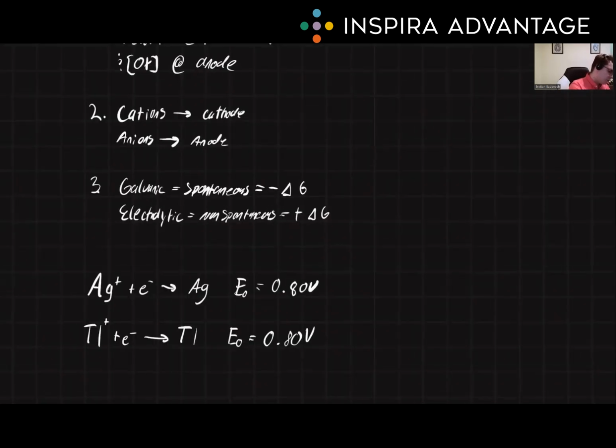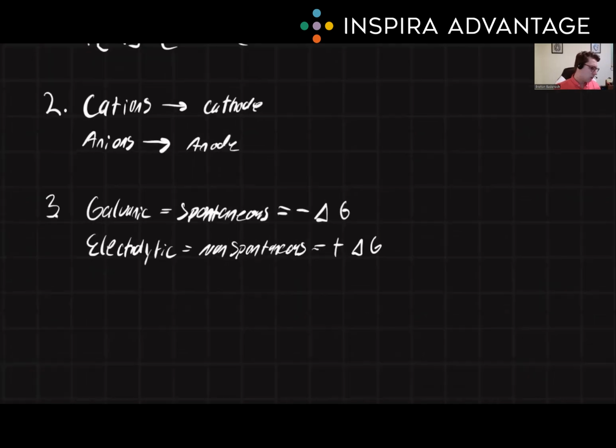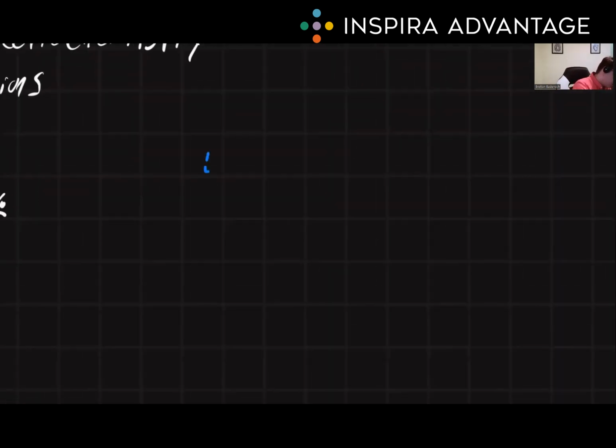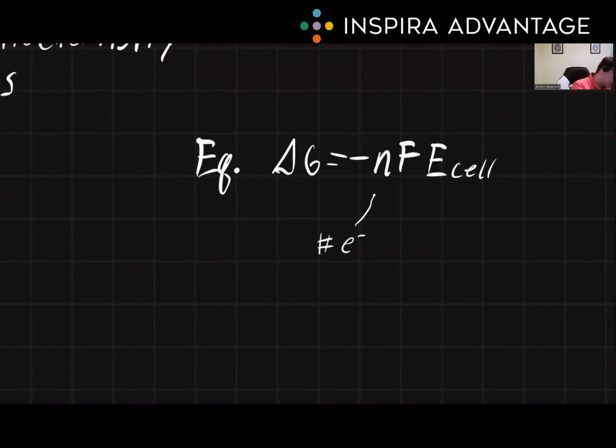And that's nice and all, but how do we relate delta G to our equation? Well, we have to know a little bit more. These 3 concepts are what you need conceptually to solve everything, but we need to know a couple equations. The first equation is that delta G equals negative nFE cell. So n is the number of electrons, F is a constant, it's about 96,000, and E cell is something I'm going to dive into in just a second. So I'll put a question mark for that right now.